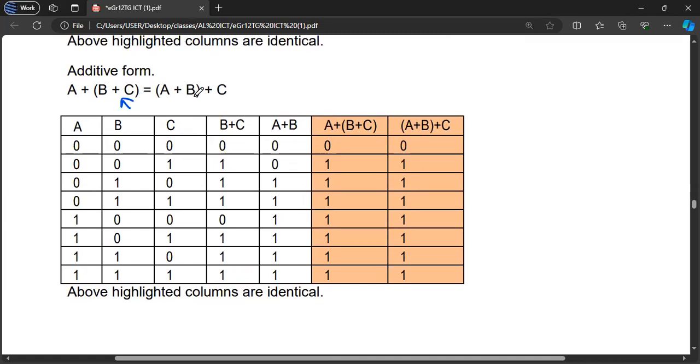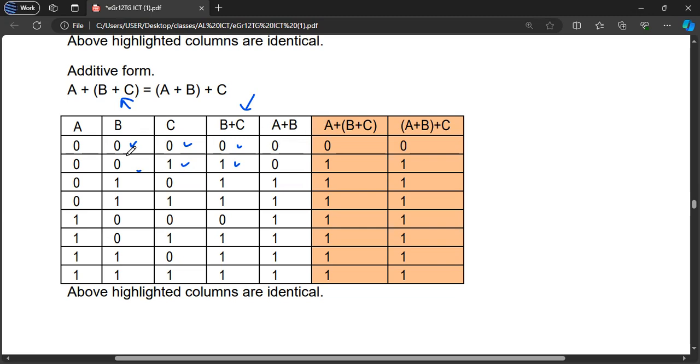So here we have A plus, within brackets B plus C, that is equal to (A plus B) within brackets plus C, right? So here 3 inputs are there, so 8 combinations are possible. Like I explained before, B plus C. So you need to use the OR logic and add both: 0 plus 0 is 0, then 0 plus 1 is 1. Like that, you can fill for the remaining ones also, because I have explained how to do this in the before example.